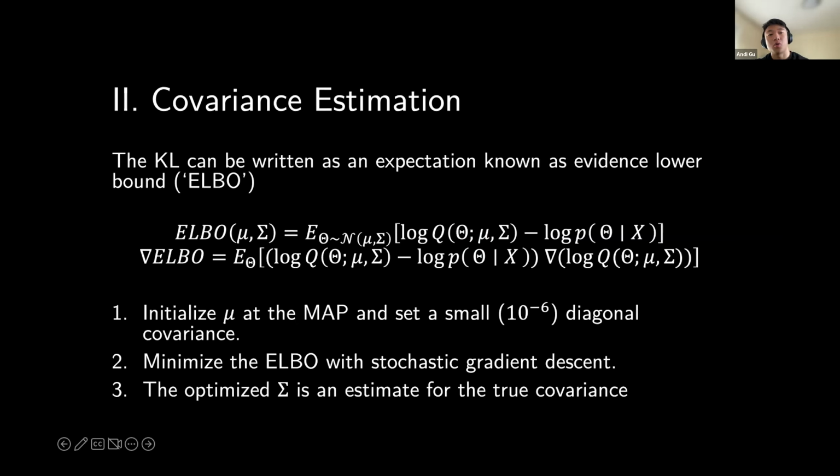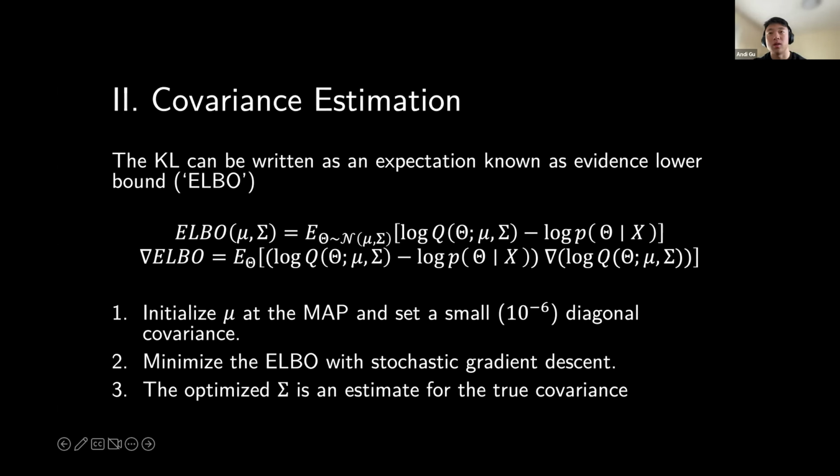Okay, so it turns out that the KL divergence up to an additive constant can be written as something else known as an evidence lower bound. It looks kind of messy, but all it is really just an expectation of a difference in log densities. So the gradient is actually similarly expressible. I'm not going to go into the details, but there's very simple Monte Carlo estimates for both of these quantities. So to optimize the KL, what we're going to do is the following.